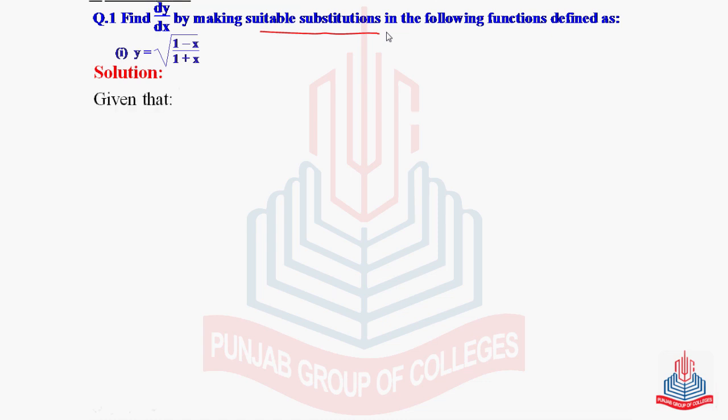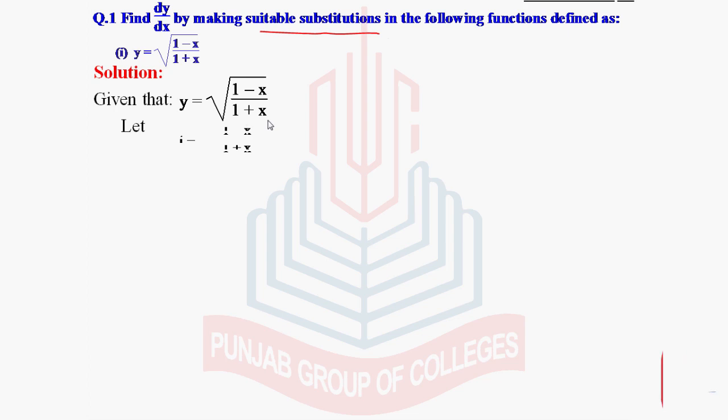Solution: given that y is equal to square root of 1 minus x divided by square root of 1 plus x. Let t be equal to (1 minus x) divided by (1 plus x). Then y will become, as we substitute this whole function as t, square root of t, and square root will become power 1 by 2. So we have y is equal to t to the power 1 by 2.